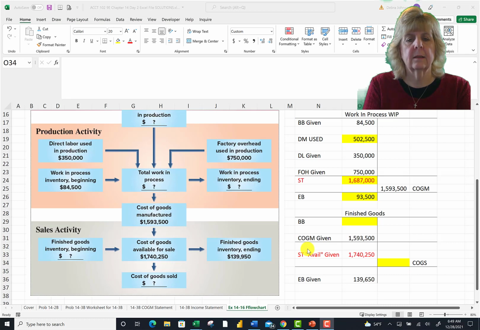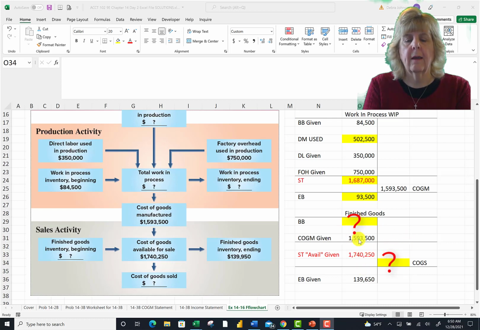So in this case, the author chose to leave out the beginning finished goods balance. You'll see that here. He did give us the cost of goods manufactured. In fact, we carried it over from the previous computation. He also gave us the ending finished goods inventory, which we've inserted. And he also gave us the cost of goods available for sale, which you'll see here in red. So my goal then is to calculate the two question marks, the beginning inventory and the cost of goods sold.